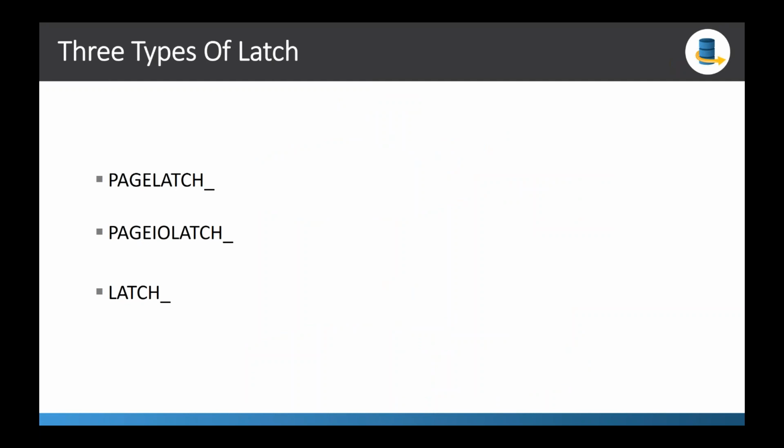Okay, so there's three types of latches. There's a page latch, which is associated with pages in the buffer pool. There's a page IO latch. So you'll typically see PAGEIOLATCH_EX, which is a latch taken out when a page is read from storage for the purposes of being modified. There's PAGEIOLATCH_SH, which is taken out when a page is being read for read-only purposes. There's PAGEIOLATCH_UP, which is a page latch associated with space management bitmaps, and then finally there's a catch-all latch for all the rest of the latches, LATCH_.